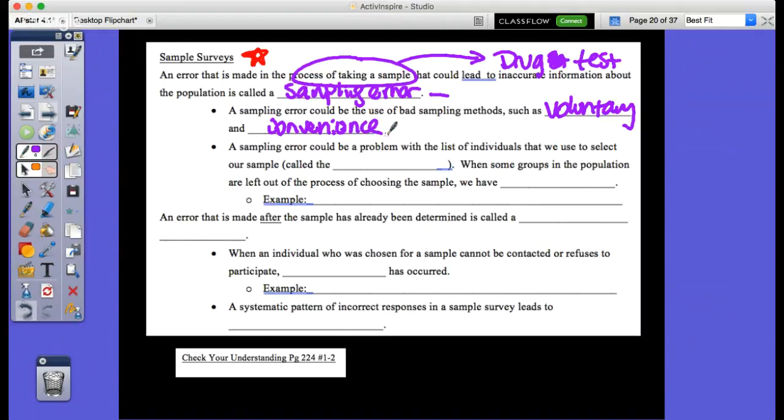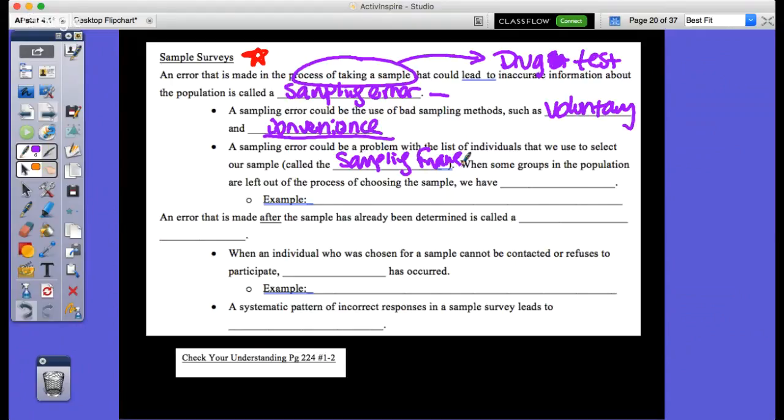Voluntary, where people volunteer themselves in the study, or convenience, where you just do what is convenient, and it isn't an actual representation of the entire population, okay? Awesome. A sampling error could also be a problem with the list of individuals that we use to select our sample. This is called the sampling frame. And again, this is when some groups in the population are left out of the process of choosing the sample, so they don't have an equal representation.